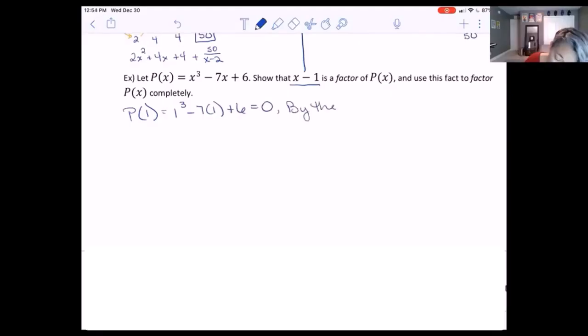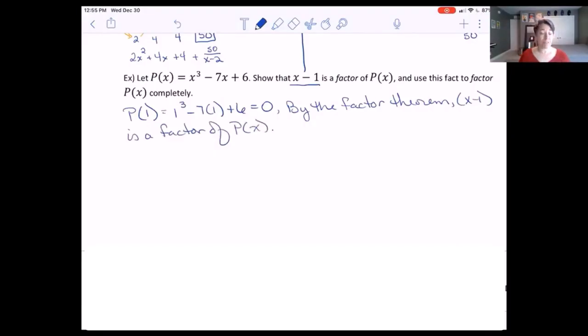So by the factor theorem, x minus 1 is a factor of the polynomial p of x. Now it wants us to use that fact in order to factor it completely. That's where the division, either synthetic or long division, comes in handy, because then we can just keep factoring those smaller pieces. So let's practice the synthetic only because it's faster.